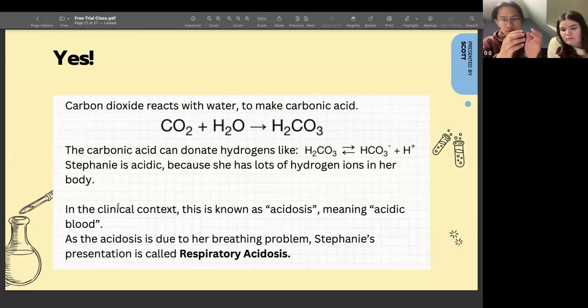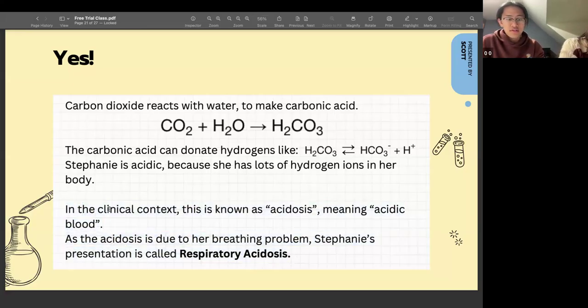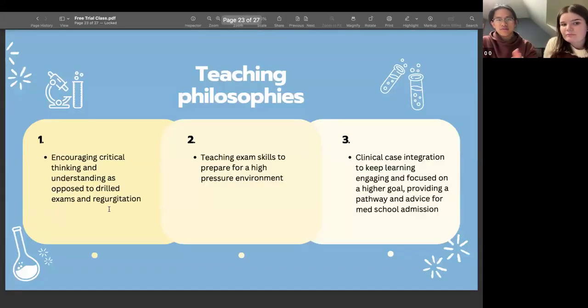And respiratory means breathing. And by the way, this stuff comes up essentially in every single year of your medical career, including first year health science. It's just overwhelmingly common. One of the most common presentations in the ED scenario is some form of renal failure, which would then cause metabolic acidosis or alkalosis. Alkalosis means too basic. Basically, it's the opposite of acidosis. And that could also have a variety of causes that we can discuss later if you are enrolled in the class. So these are our teaching philosophies.